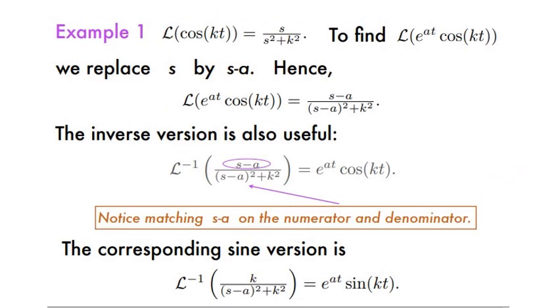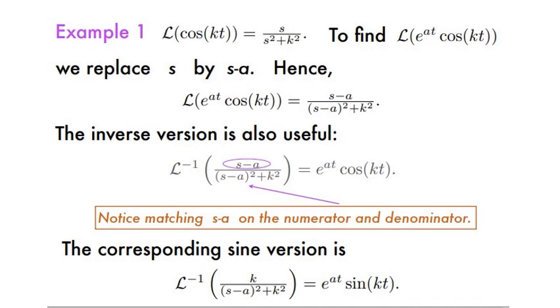Before moving to the other method, just recollect the old one. Laplace of cos kt is s by s square plus k square. Now to find Laplace of e raised to at into something, we apply the shifting. In this case, Laplace of e raised to at cos kt, we have to write the Laplace of cos kt, that is s by s square plus k square. Then apply the shifting, that is s is replaced by s minus a. So we will get s minus a by s minus a the whole square plus k square.